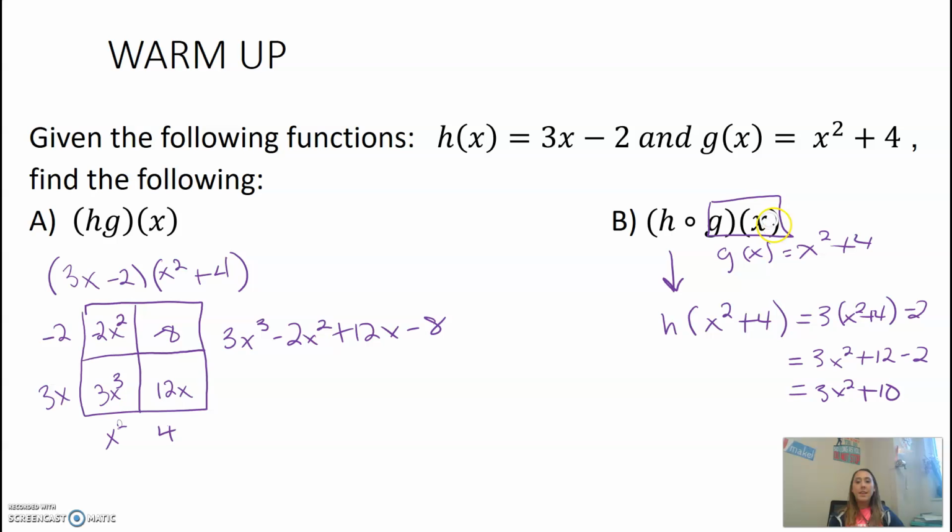So this says that I'm going to put g of x inside of h of x, which is what I did. Everywhere I see an x value, I replace it with whatever g of x equals. So I got 3, and h of x was 3x minus 2, so I've got 3 times x squared plus 4 minus 2. I distributed the 3, and I got 3x squared plus 12 minus 2, which simplifies to 3x squared plus 10 after you combine my terms. Make sure that's something you can do. These were really good examples of medium level questions that could be on the test.